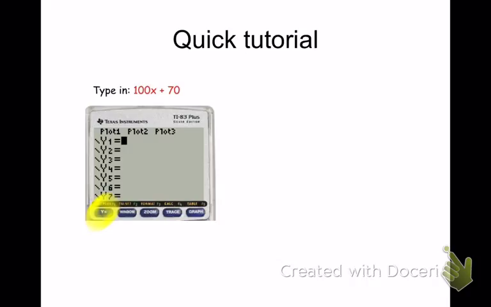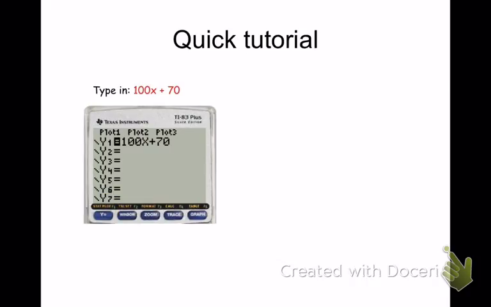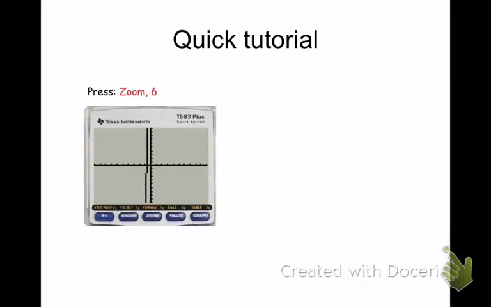So now that you have that on your calculator, it should look like this. So next thing we're going to do is press zoom and then hit the number 6. So remember, zoom is the middle button right there. That will allow you to get a 10 by 10 graph. So once you hit that button, you should see this graph right here. So remember, hit the zoom button, then hit the number 6.